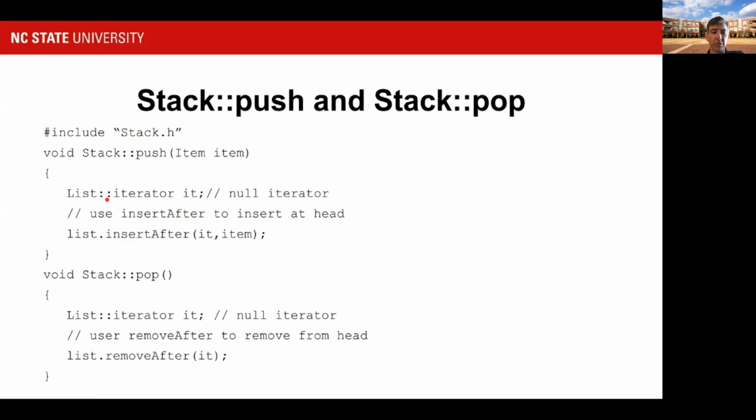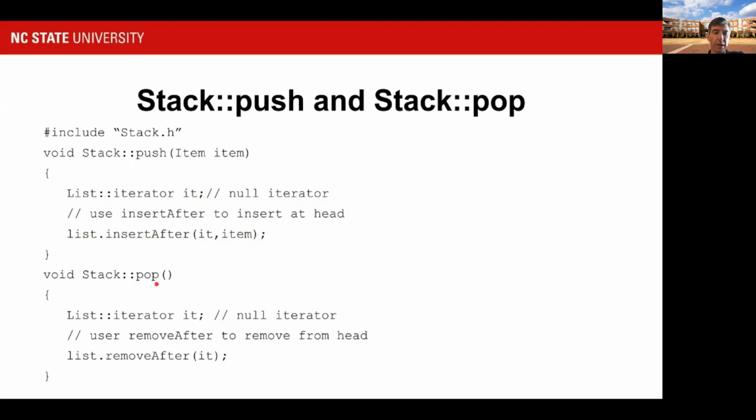And so when I want to insert something at the front of my list, I can use insert after, and I pass in a null iterator. And so if I just declare an iterator this way, then by default, the default constructor will initialize its internal node pointer to null. So just declaring an iterator gives me a null pointer. And then when I call insert after with a null iterator, that means I'm going to insert at the head. And then I just pass in the item I want to insert. So this call to list.insert after will take care of inserting this item at the front of my stack.